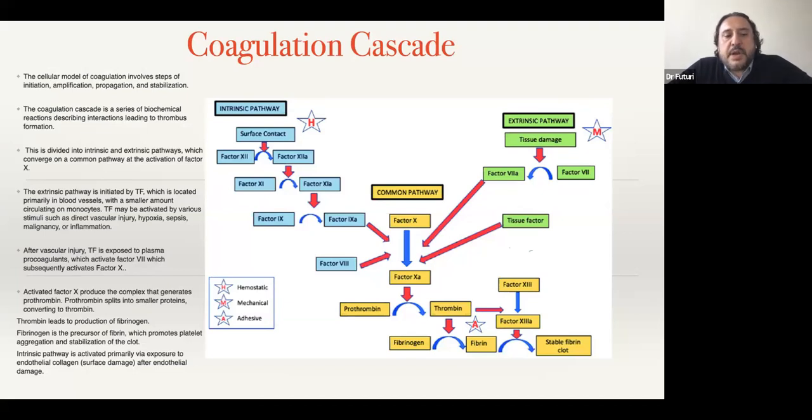With the intrinsic pathway, this is primarily activated by exposure to endothelial collagen or surface damage after endothelial damage. So, for example, think about inside the blood vessels, some type of issue going on. And as you can see there, the different factors that are involved. These are areas in which treatment with anticoagulants can help cause anticoagulation by inhibiting factors 2, 7, 9, and 10, which is done by the medication Coumadin. The new direct oral anticoagulants can affect thrombin itself.